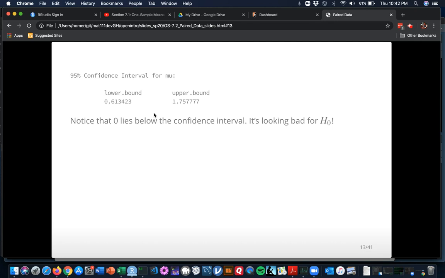Next up in the output comes a 95% confidence interval for the mean of differences. And it runs from 0.6 centimeters per second to about 1.76 centimeters per second. Now notice that the null's belief of 0 lies entirely underneath that confidence interval. It's less than the least number in the confidence interval. So already things are looking pretty bad for the null hypothesis. It's not in the range of values that the data would consider to be reasonable for what that mean of differences could be.